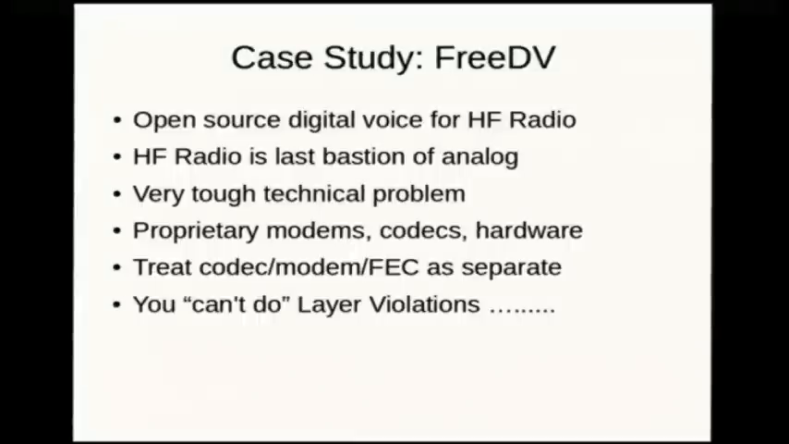It tends to wipe out modem signals very effectively. And it's currently littered with proprietary modems, codecs, and very expensive radio hardware. It's quite easy to pay $8,000, $10,000 for a commercial quality HF radio. How people typically make digital voice systems for HF radio is you license a speech codec from one person, a modem from another, and you might try and put it together with some FEC and some protocols.